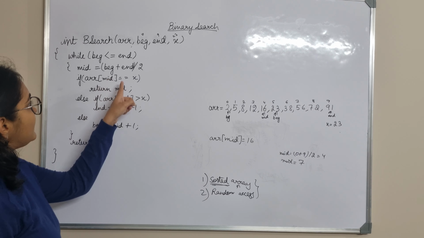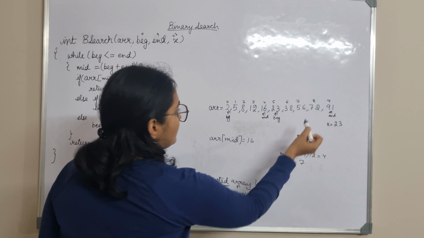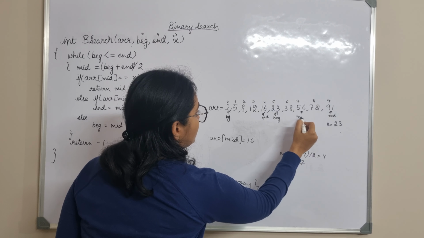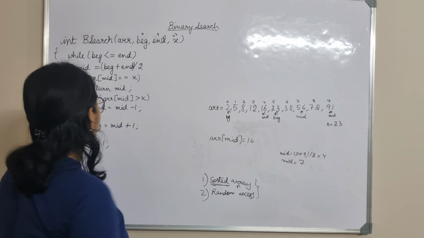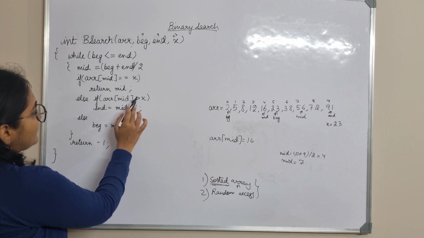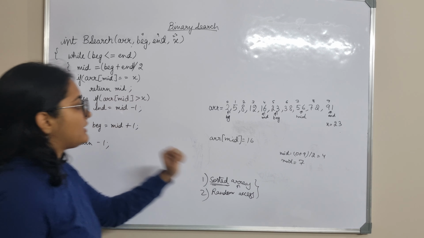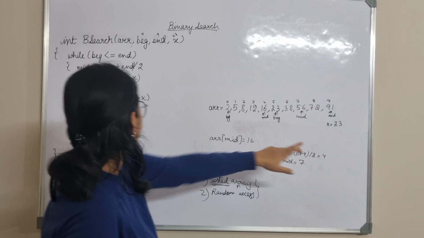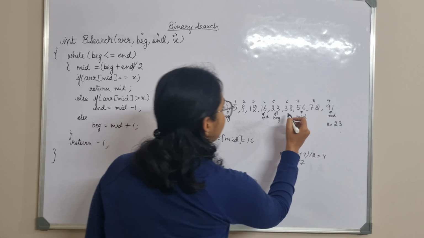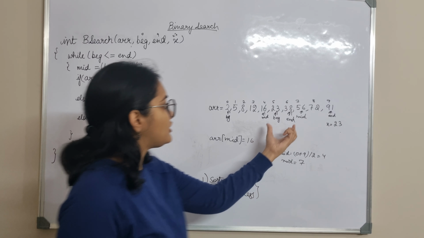Now if array of mid is equal to x, array of mid means this. Now this is mid, right? Now is 56 equal to 23? No, it's not. If array of mid is greater than x, if 56 is greater than 23, is it? Yes, it's true. End is equal to mid minus 1. End is this. Now, do you see the search space is just this?